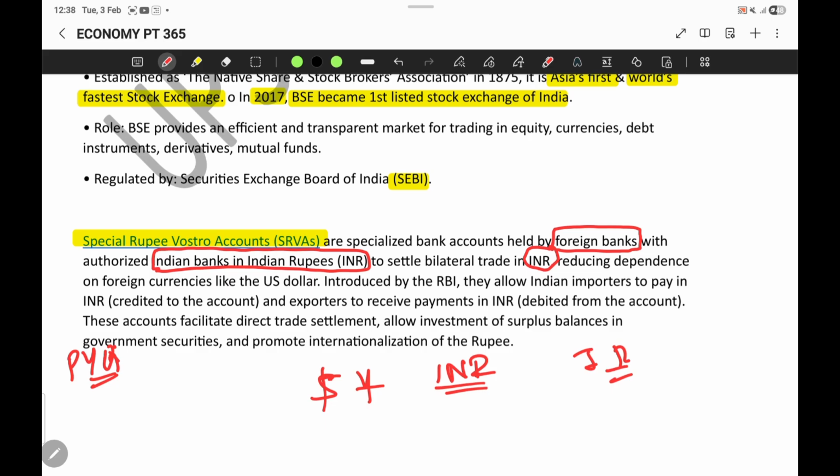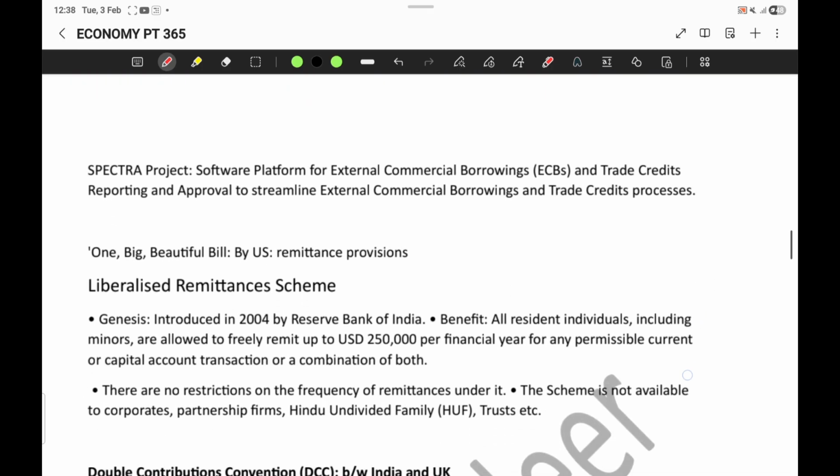So it is introduced by whom? Government, SEBI, etc.? No, it is introduced by the Reserve Bank of India. They allow Indian importers to pay in INR. Fine. It also allows investment of surplus balances in government securities. If there is any surplus, you can invest in government securities and promote internationalization of the rupee. That is the special rupee Vostro account. Do please remember this point.